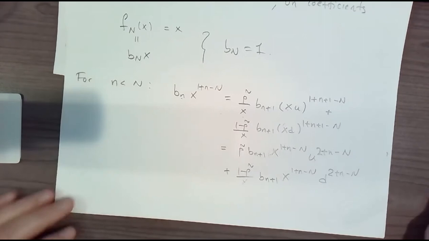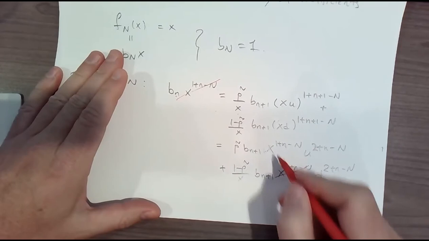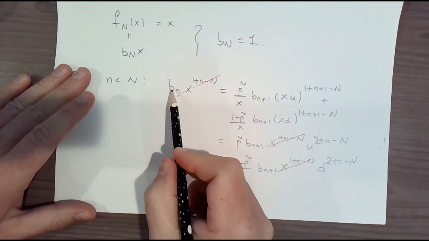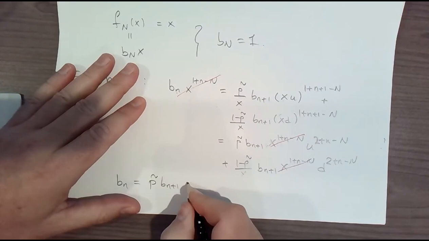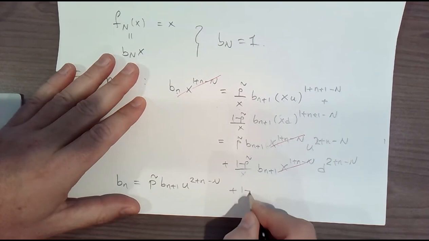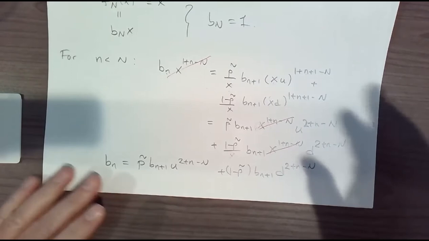So I want the right-hand side to be equal to the left-hand side. I can cancel out the x's because it's the same power on both sides. And I get the recursion, a formula for how I get Bn in terms of the latter one. This is equal to P tilde Bn+1 u^(2+n−N) plus (1 − P tilde) Bn+1 d^(2+n−N). We've been able to solve this recursion here for Bn.